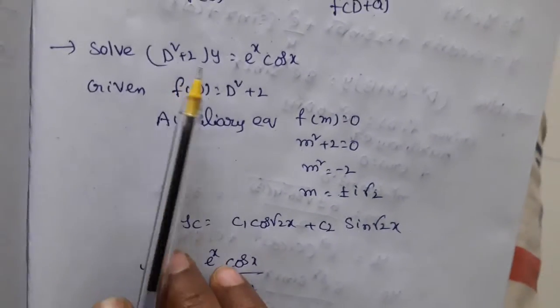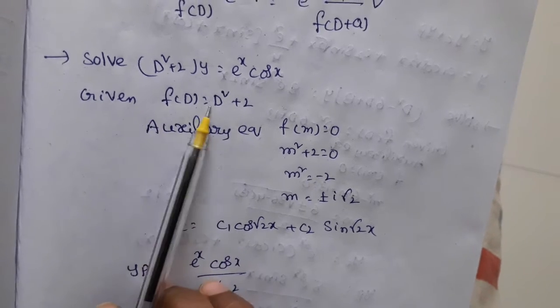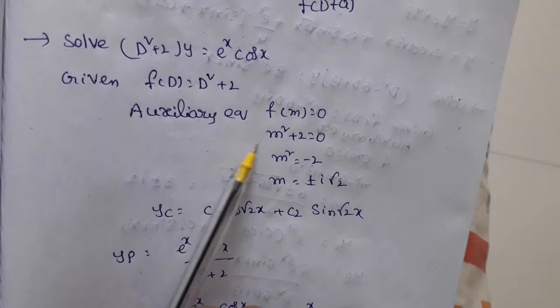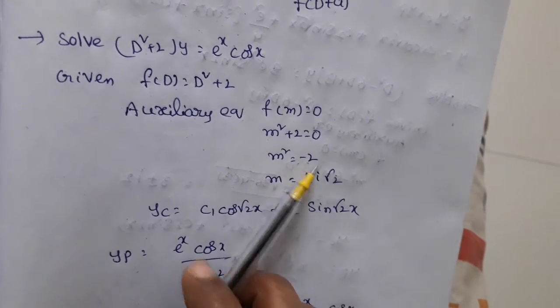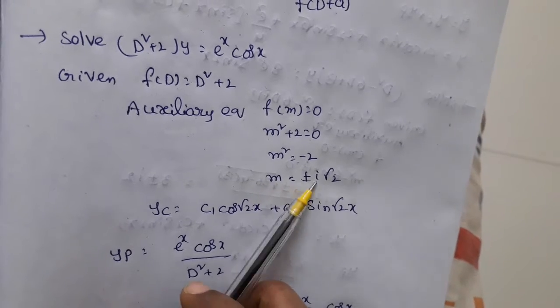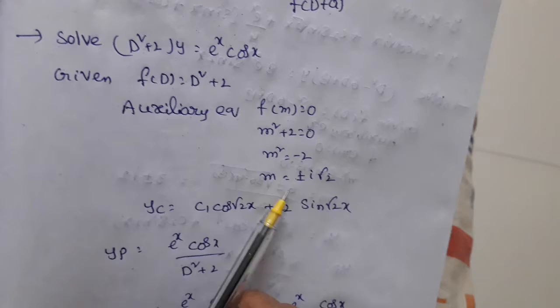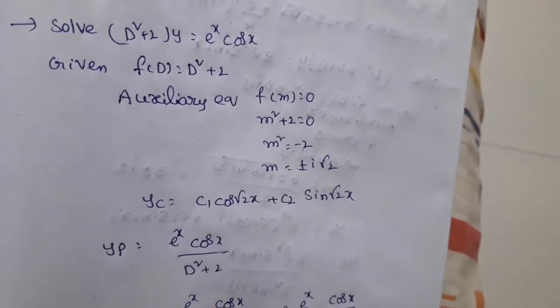Let's see one problem. Solve (D square plus 2) y is equal to e power x into cos x. Given f of D is equal to D square plus 2. Auxiliary equation is f of m is equal to 0. That is m square plus 2 is equal to 0. m square is equal to minus 2. m is equal to plus or minus i root 2. So the real part is 0, the complex part is root 2. So y c is e power 0x into (c1 cos root 2x plus c2 sin root 2x).